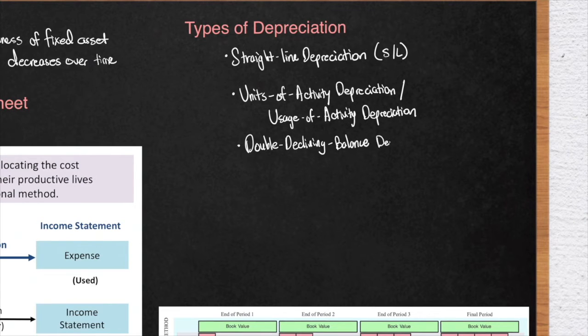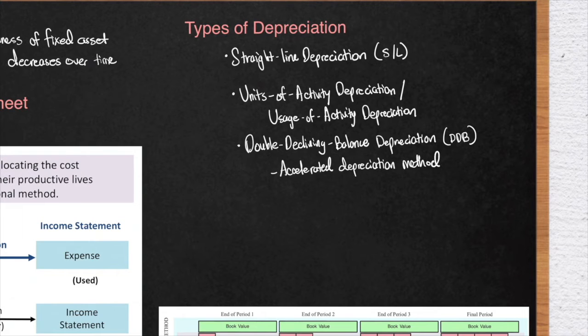So double declining balance depreciation. This is also called an accelerated method of depreciation. And if you see DDB, that's double declining balance depreciation. So it's an accelerated method of depreciation. We'll get into each one as we go through different examples.